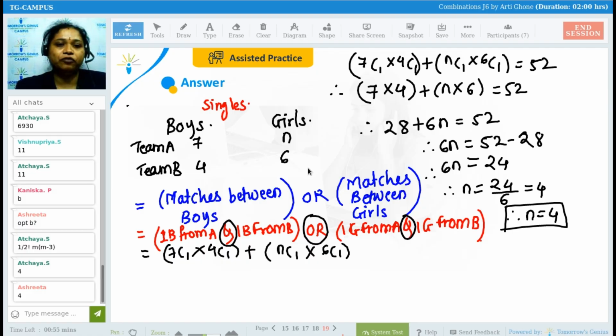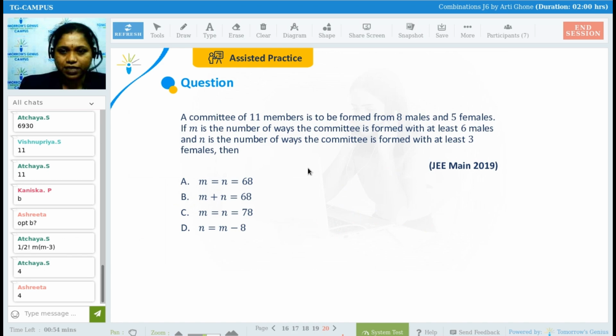I have written this red color statement first for my understanding. One from A and one from B. Obviously for JEE you don't have that much time, but in rough work you have to do this. Okay, clear? Now the next one is of the same kind.